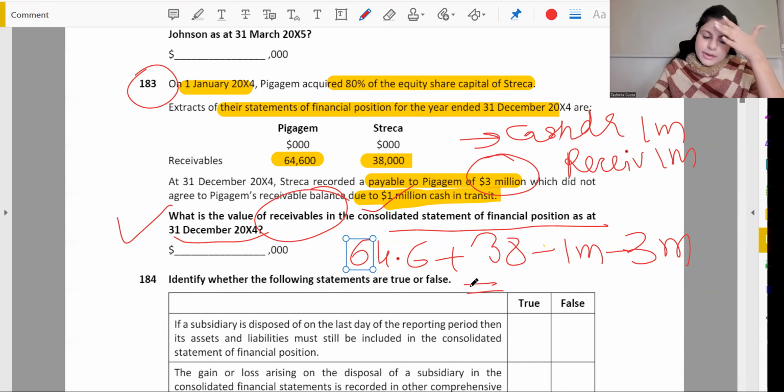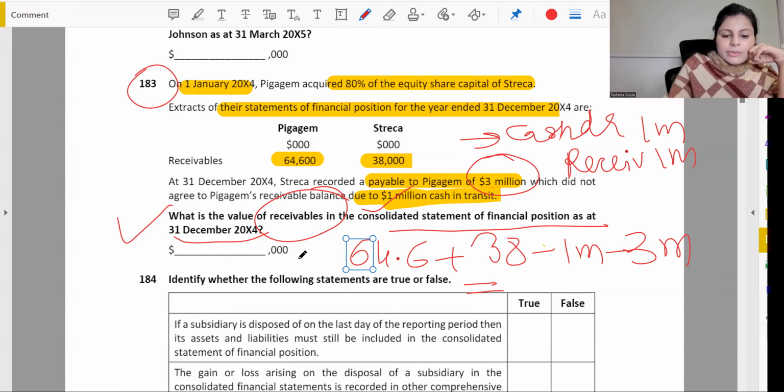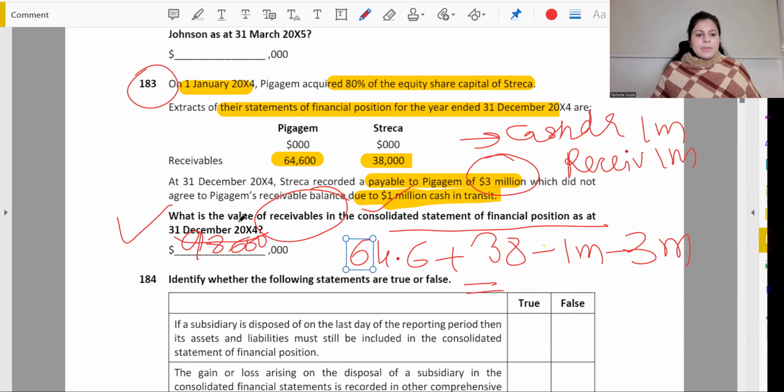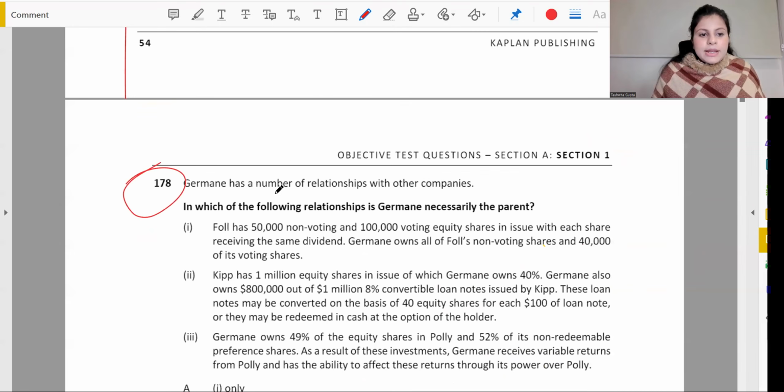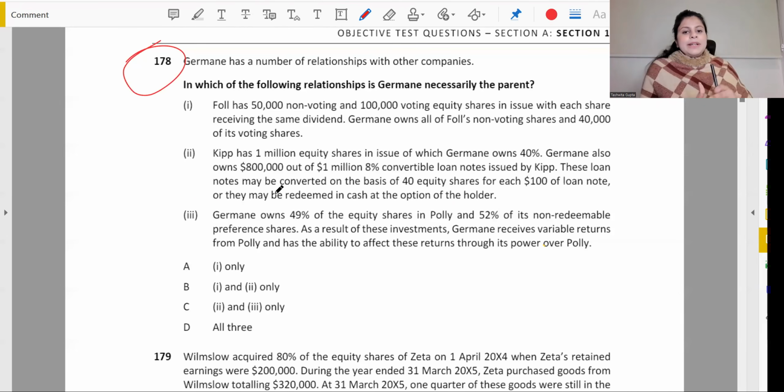How much is this? Yes, 64.6 plus 38 minus 4. 98.6. Awesome. So that is coming out to be 98,600,000. That's my answer. Done with question 183. Let's move to question number 178.